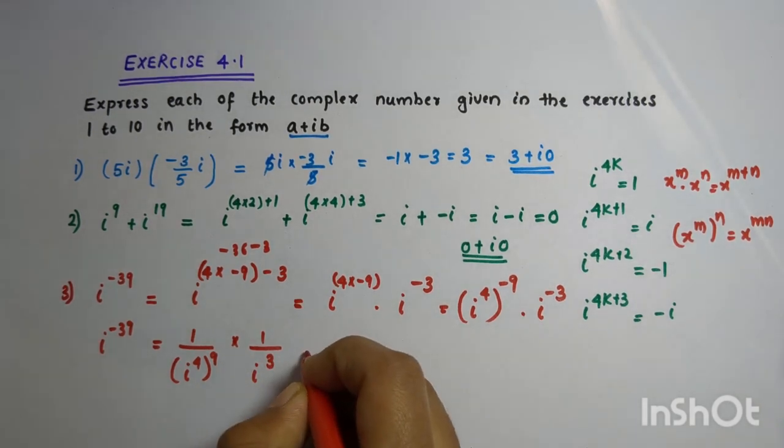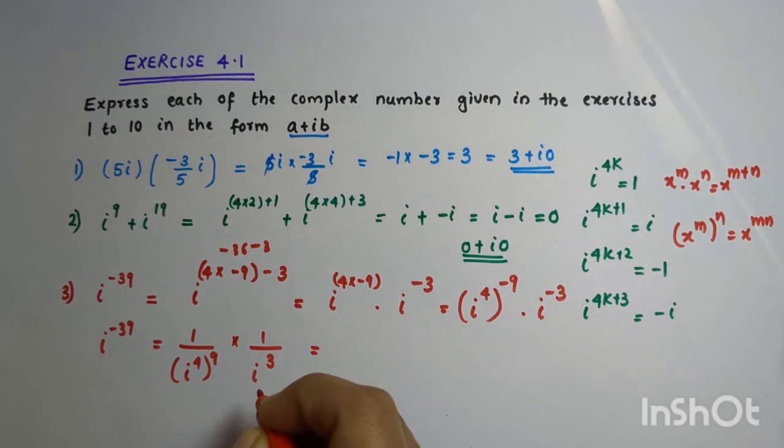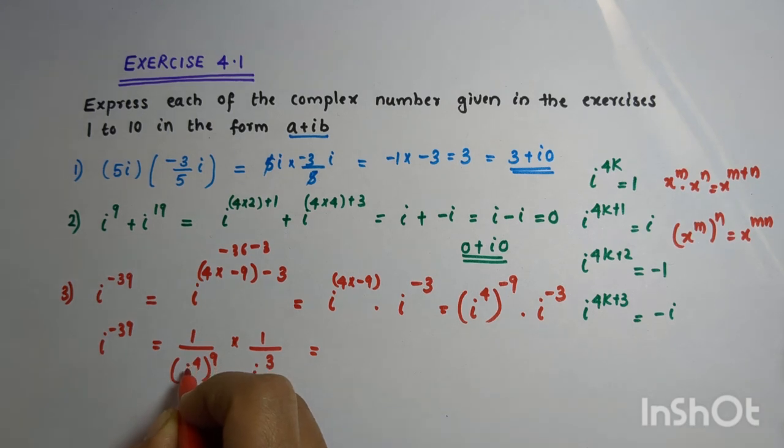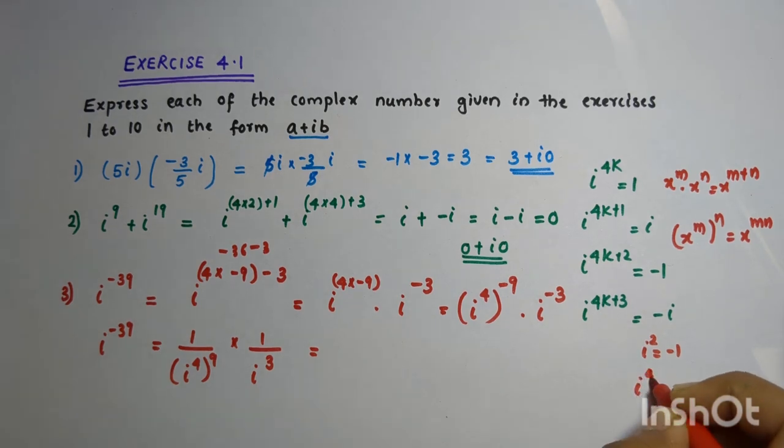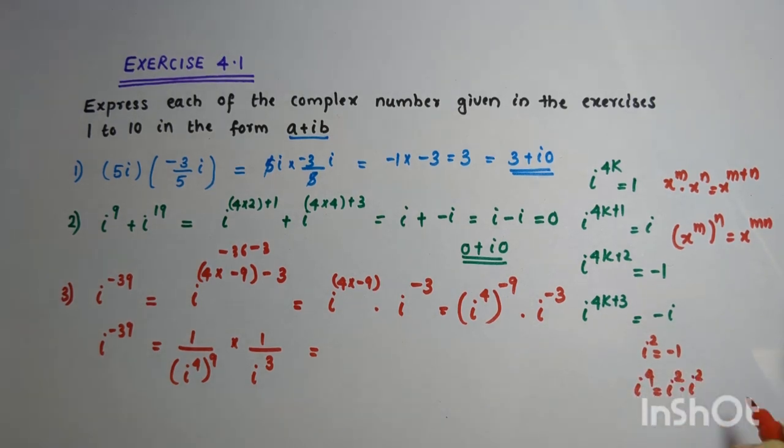Okay, now this will be equal to what? i raised to 4. See, i square is minus 1. So i raised to 4 is actually i square into i square, so minus 1 into minus 1, which is equal to plus 1.